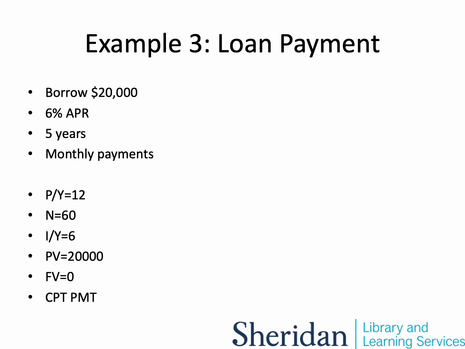Next is the loan payment calculation. Suppose you borrow $20,000 at 6% APR for 5 years with monthly payments. Since the payments are monthly, set P/Y equal to 12, then enter N equals 60, I/Y equals 6, PV equals 20,000, FV equals 0, then compute PMT. The calculator returns the required monthly payment whenever you see loans or mortgages on the exam. This is the worksheet you'll use.